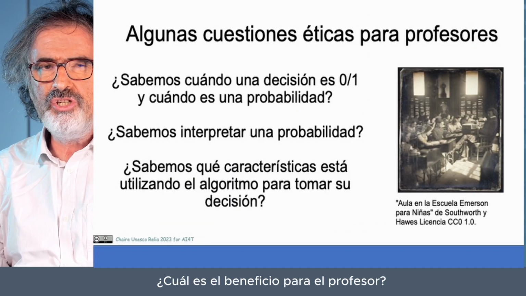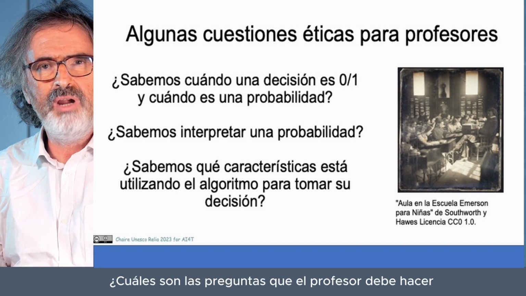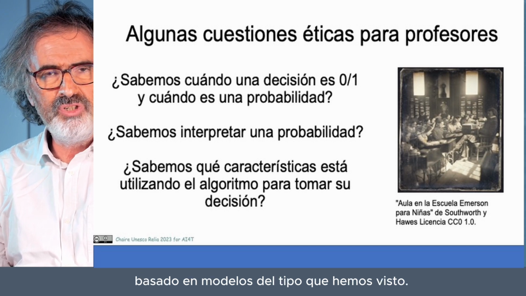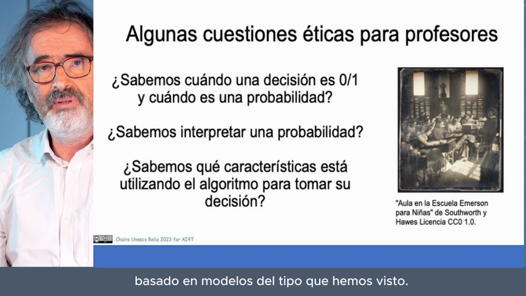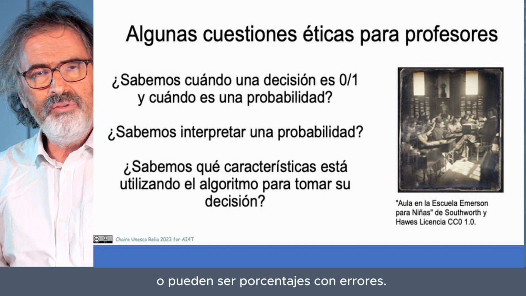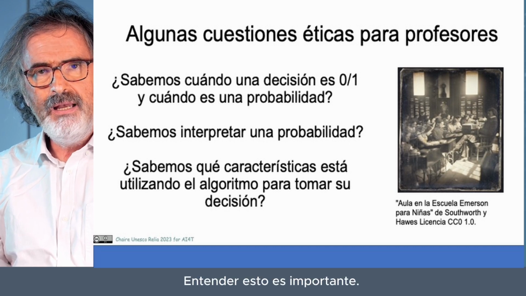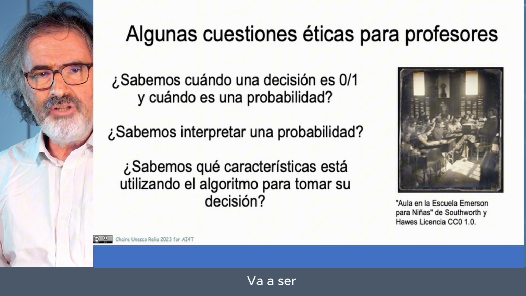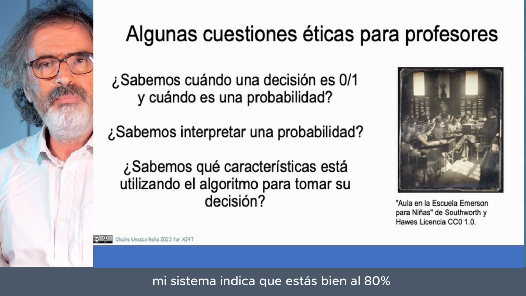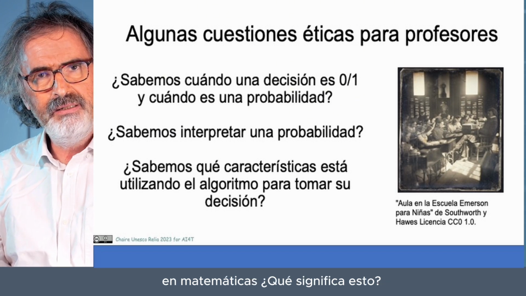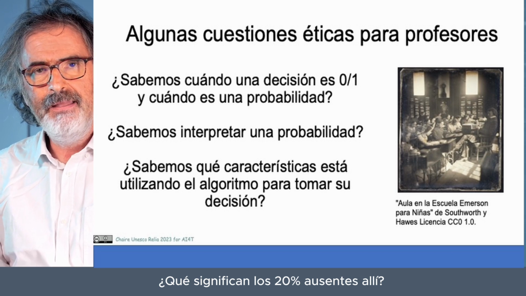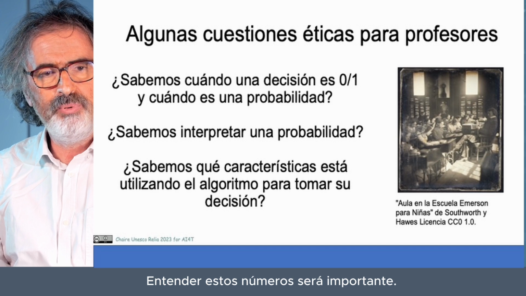What's in it for the teacher? What are the questions the teacher should raise at this point? The first one is that the decisions made by a system which is based on models of the type we have seen can be 100%, they can be yes, no, or they can be percentages with errors. Understanding this is important. It is going to be important to be able to say to a pupil, my system has said that you are 80% okay in mathematics. What does this mean? What does the 20% absent there mean? Understanding these numbers is going to prove important.